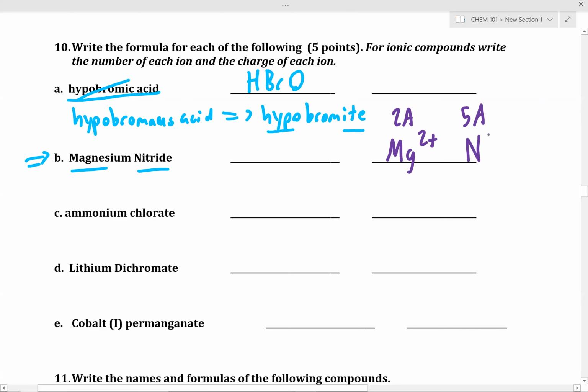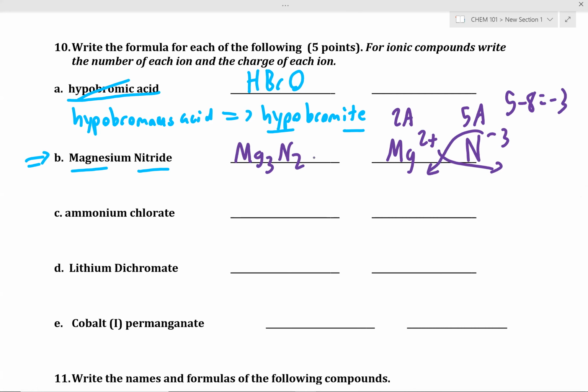Yep, -3. Just as a refresher, the charge is equal to the group number for main group cations, and the charge is equal to the group number -8 for main group anions. So with both of these charges in mind, we can cross our charges and get a valid formula for magnesium nitride, which is Mg3N2. Does that make sense to everyone? If you need a review on charge preferences, I would look at your chapter 3 notes.